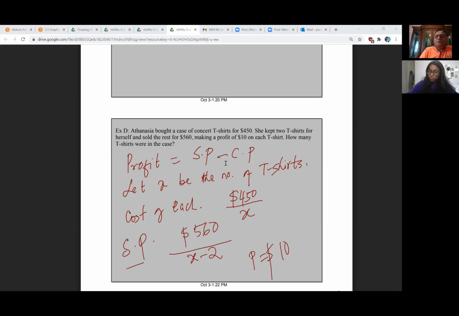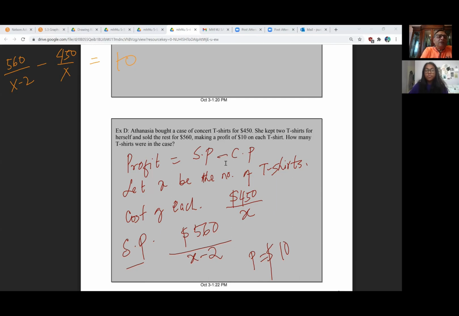So the equation is that the difference between the selling price, which is 560 over x minus 2, minus the cost price, which is 450 over x, should be equal to $10. Get the idea? Yeah. So that is how you can now solve it. Again, cross multiply. So we're learning the technique of solving equations. In word problems, you have very difficult equations to solve, right?